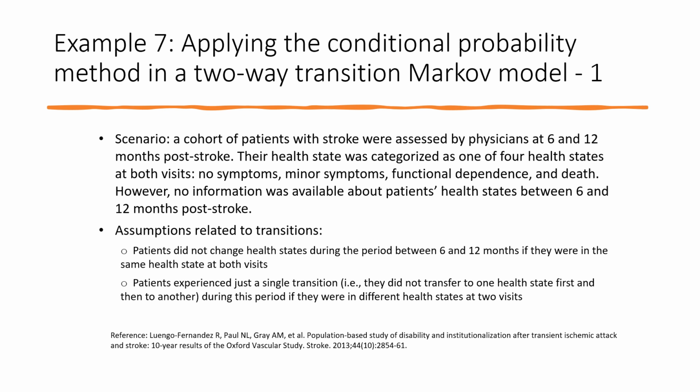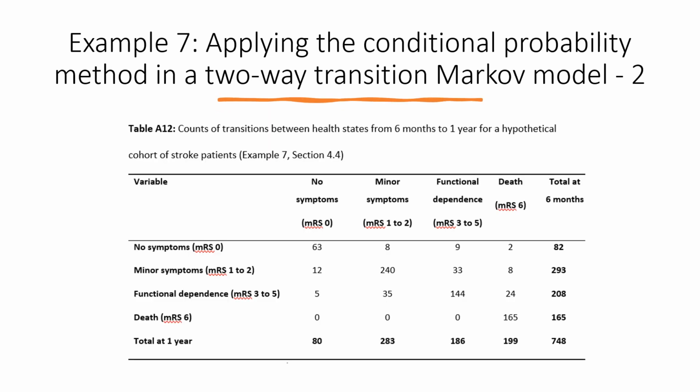1. If a patient was in the same health state at both visits, we assumed that they did not change health state during the period between 6 and 12 months. And 2. If a patient was in different health states at the 2 visits, we assumed that they experienced just a single transition in this time period. Partially using the data from the Oxford Vascular Study for stroke and with some assumptions, we developed a count of transitions matrix for a hypothetical cohort.